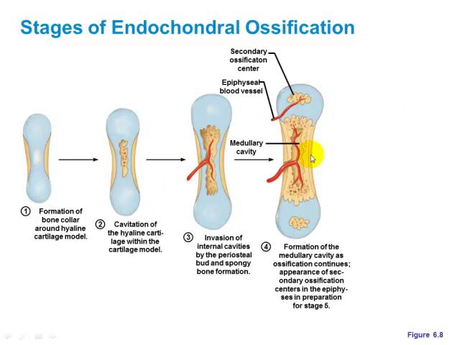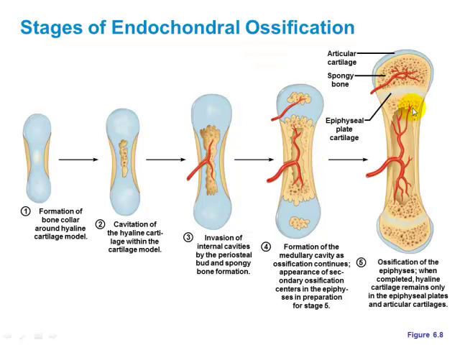As this continues, we will eventually have the bone reaching out and hitting the bone collar. At that point, the side-to-side growth has stopped, and the continued growth will just be in length, pushing and deteriorating that hyaline cartilage out. We'll then have secondary ossification centers form on the two ends, which will become the epiphyses, right? This is creating the diaphysis, or the shaft.